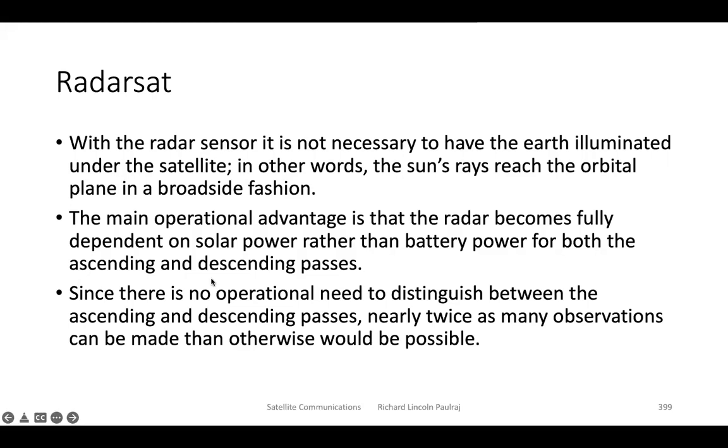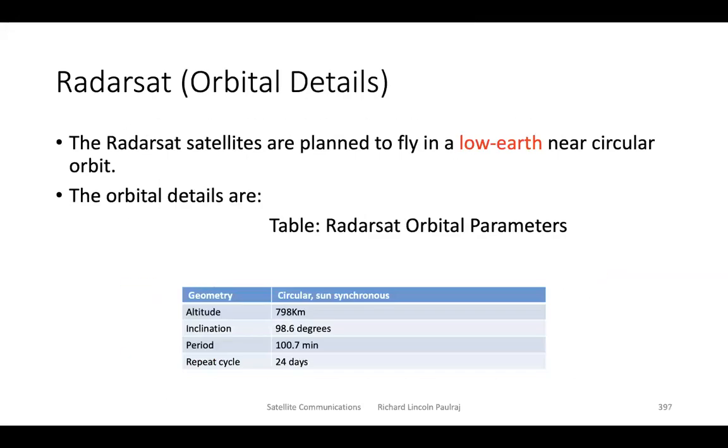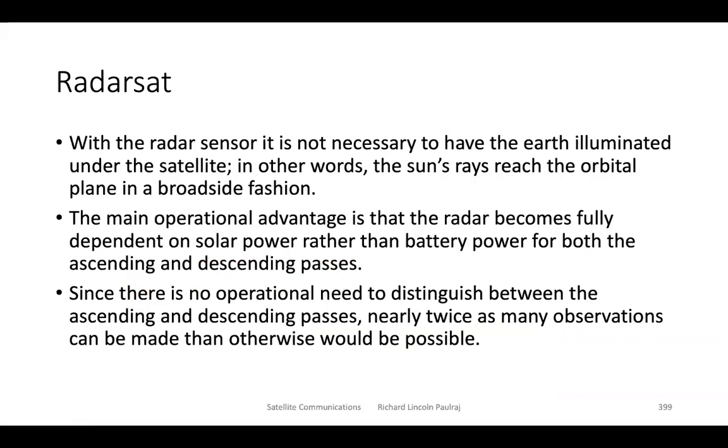See, this is not placed at about 36 to 40,000 kilometers, but at just about 800 kilometers altitude. So that's the advantage. Since there is no operational need to distinguish between the ascending and descending passes, nearly twice as many observations can be made than otherwise would be possible. So we can make a greater number of observations with this kind of setup.